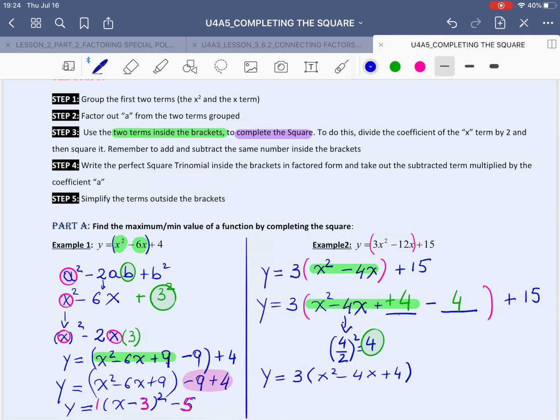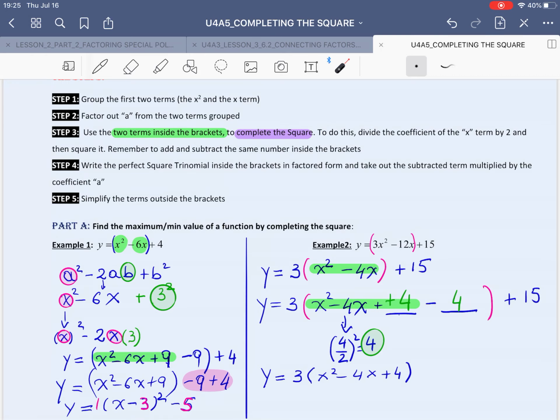We want to factor that or write it as a binomial squared. But then we have this negative 4 inside the brackets that shouldn't sit in here, because if it sits here, we won't be able to write this in factored form. So we need to take this out.